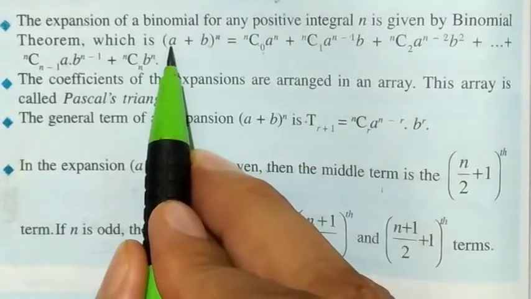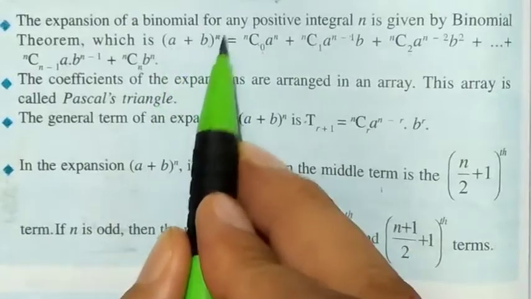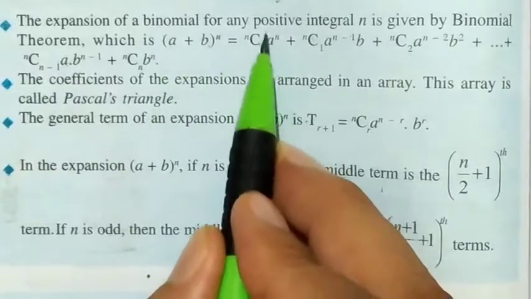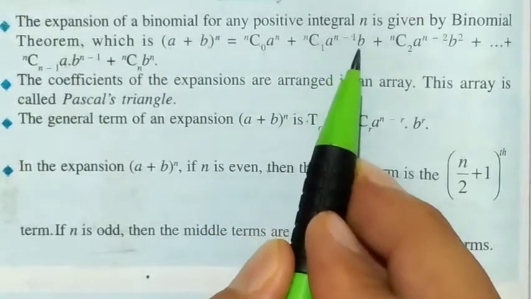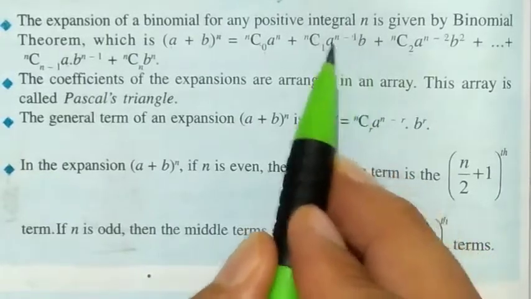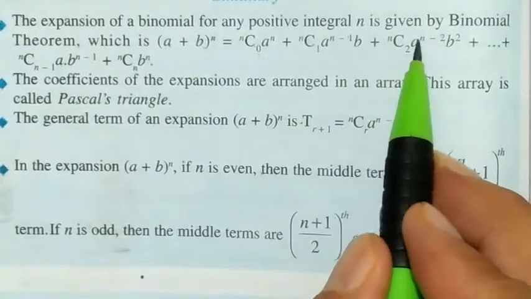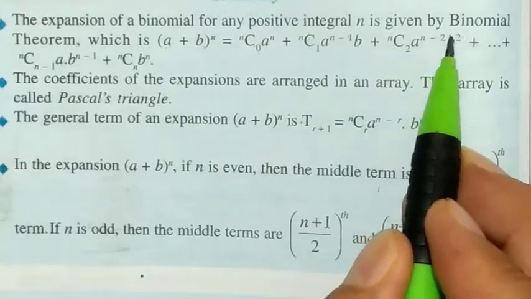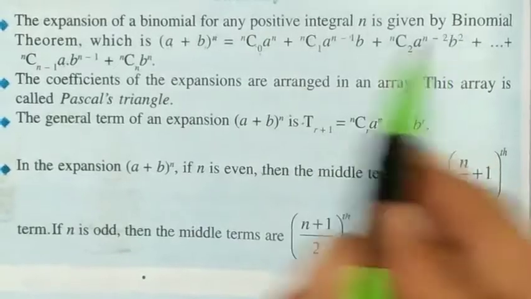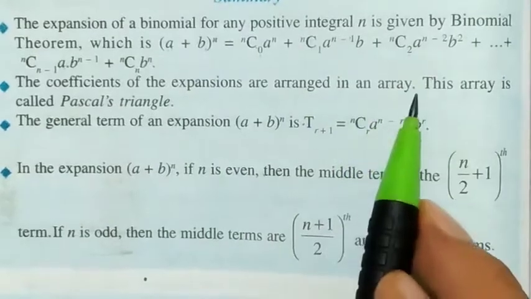Next fact is, just take a look here. In each term, the sum of the powers of a and b is always n. Here a power n, power is n. Here a power n minus 1 and b, b means b power 1, so n minus 1 plus 1, again total power is n for these terms. Similarly nC2 a power n minus 2 b square, so n minus 2 plus 2. The total power we are adding is always n because the whole power is n. This is the second point.